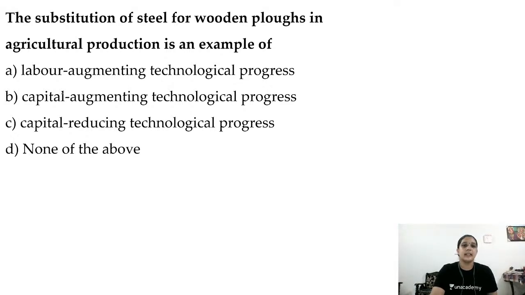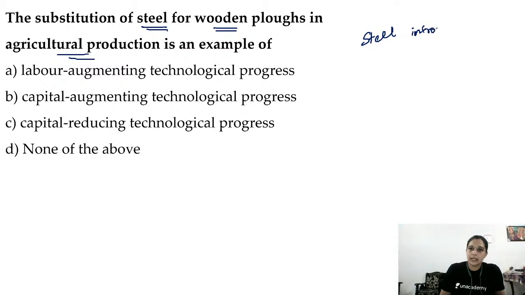Okay, next. The substitution of steel for wooden plows in agricultural production is an example of labor augmenting technological process, capital augmenting technological process, capital reducing technological process, or none of the above. See, we are substituting steel for wood. Here the question is related to agricultural production. So what happens when steel is introduced? That is what we should know.